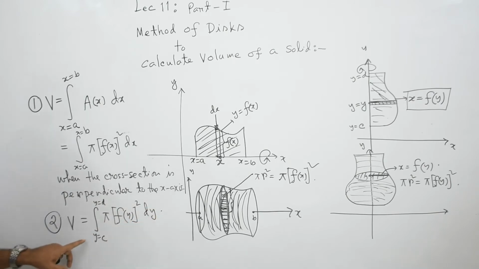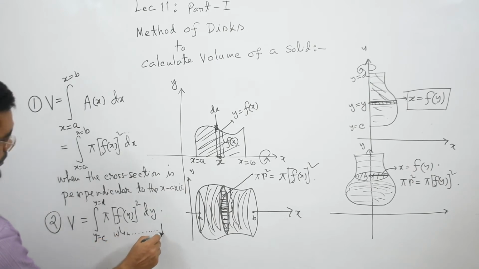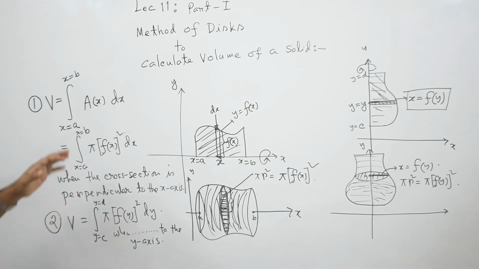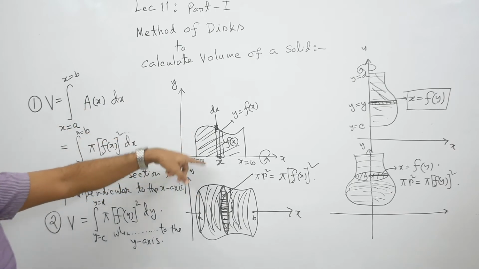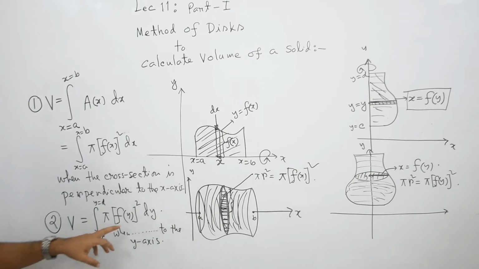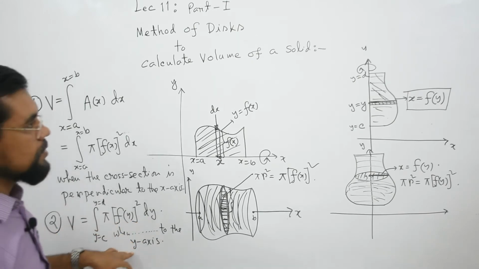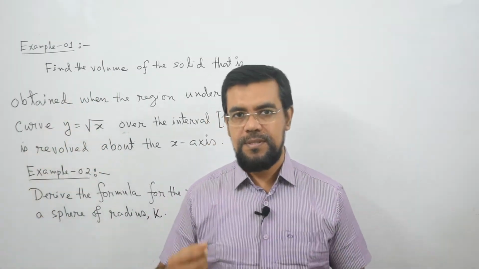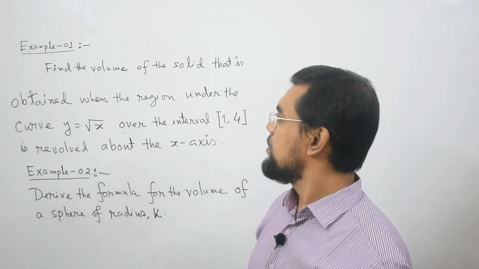And we will use this method only when the cross section is perpendicular to the y-axis. So please remember that we will use formula 1 when the cross section is perpendicular to the x-axis, and we will use volume formula 2 integrating with respect to y only when the cross section is perpendicular to the y-axis. So now let us try to solve some examples.